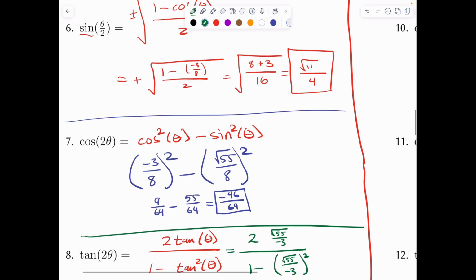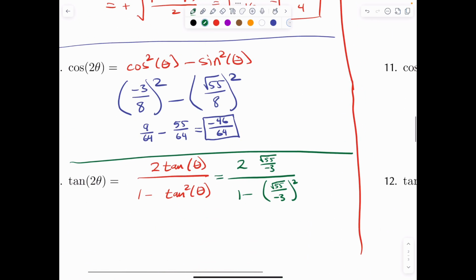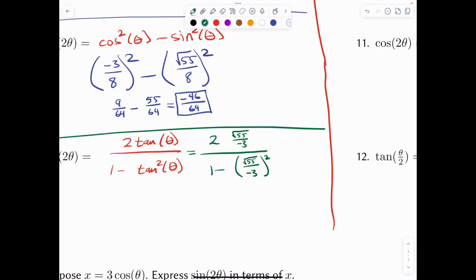Let me just double check that my memory is correct. It is. We have this tangent right here. So plugging in the numbers, let's simplify this. 2 radical 55 over negative 3 all over 1 minus 55 ninths.